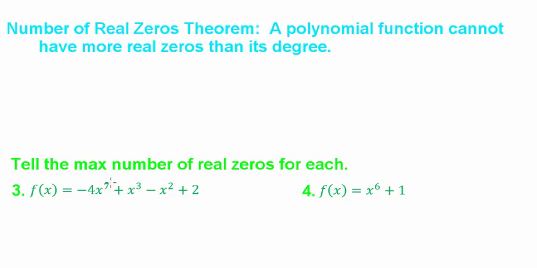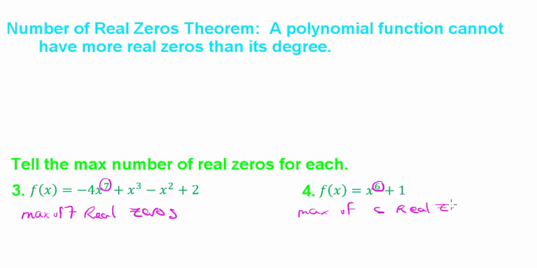If you simply find the degree, you can determine what the maximum number of real zeros happens to be. So looking at our first problem here, we have a degree of 7, which means 7 is the maximum number of real zeros. This one, number 4, happens to have a degree of 6, and so this is a maximum of 6 real zeros.